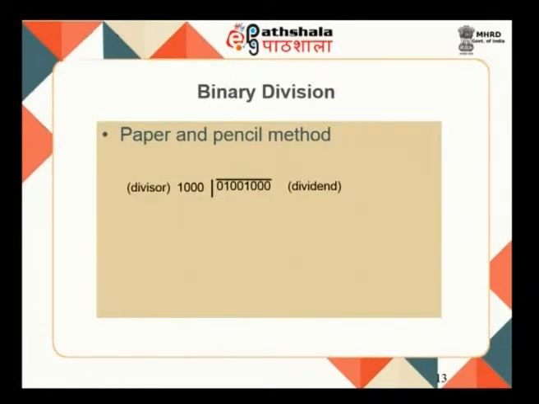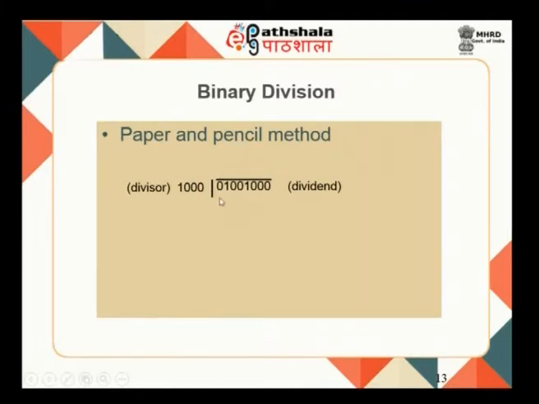So, the next operation that we look at is binary division. If you look at the paper and pencil method of binary division, we all know that this is the dividend, this is the divisor, and we try to find out the quotient and the remainder. In order to find out the quotient and the remainder, we know that we have to take the first bit of the dividend, check whether the divisor goes into it. If the divisor goes into it, you are going to generate a quotient bit of 1. If the divisor does not go into that dividend bit, you are going to generate a quotient bit of 0.